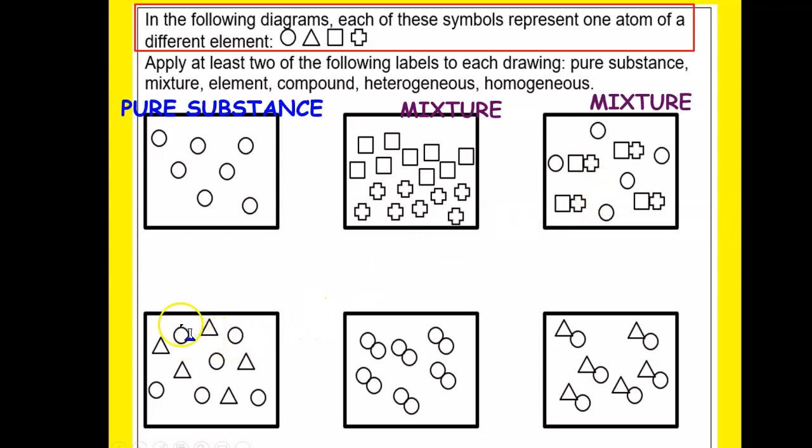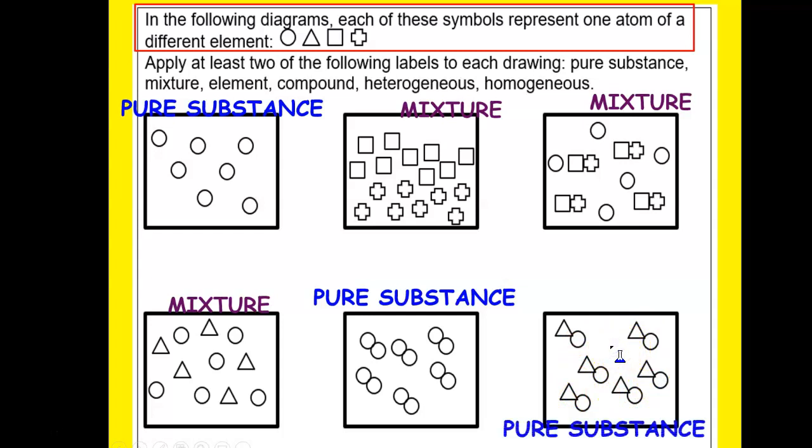When we look at this substance, we see that there's different particles throughout the entire thing. So this is a mixture. When we look at this substance, we can see that these are all the same, and therefore it's one type. So therefore this is a pure substance. When we look at this last substance, we can see that these are all the same throughout the entire substance. So therefore this is a pure substance.